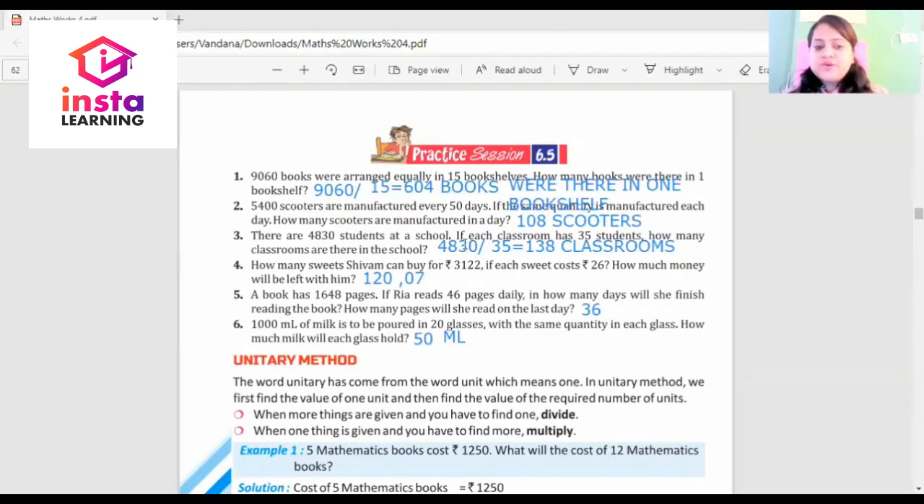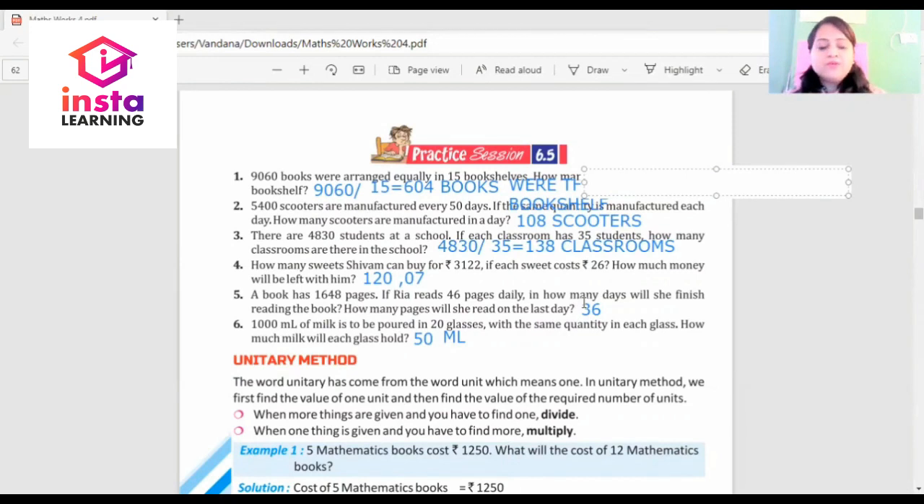Now, student, it's your question. A book has 1648 pages. If Priya reads 46 pages daily, in how many days will she finish reading this book? How many pages will she read on the last day? Your answer is 36. By dividing the numbers, you will get the answer. It means she will read 36 pages on the last day.